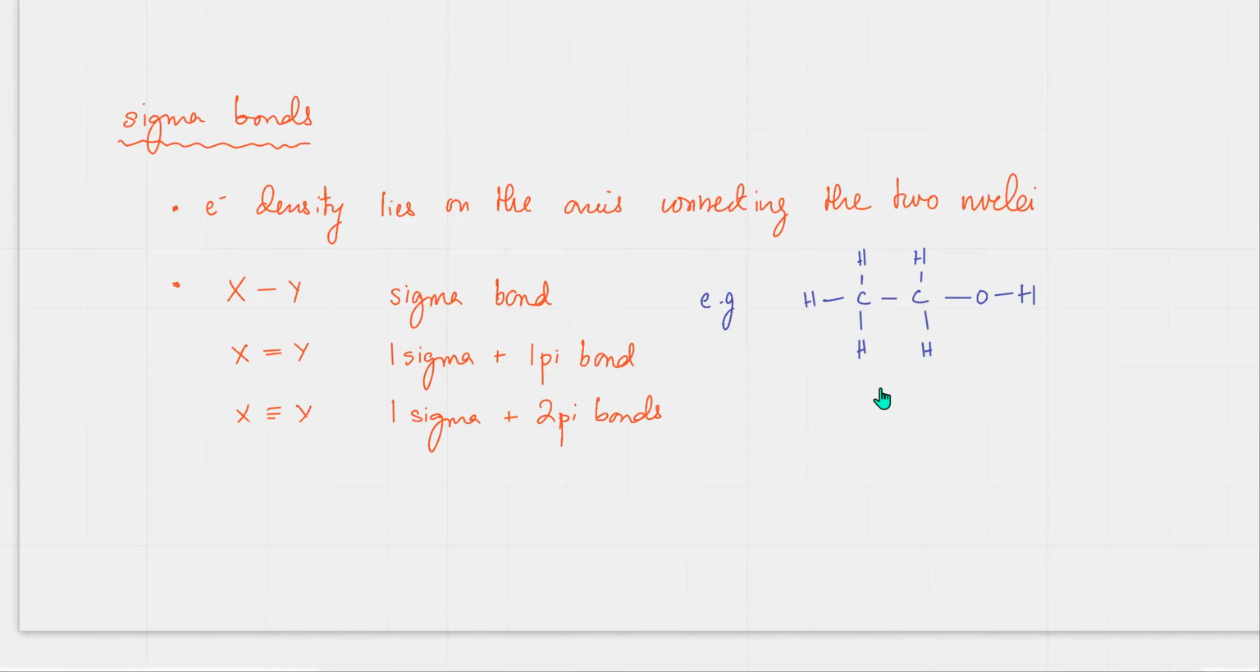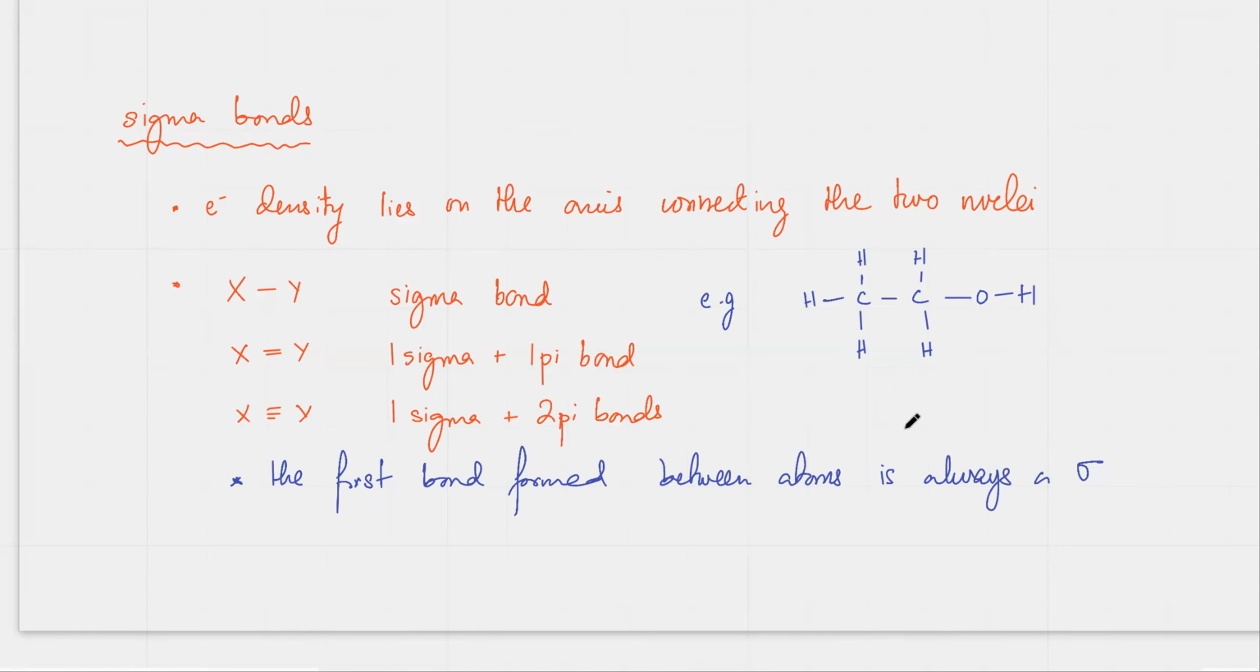So forget pi bonds at the moment, but the basic idea is every time atoms bond, the first bond that is formed between atoms is always going to be a sigma bond. Any bond formed after that, like in a double bond, if another bond is formed between the same two atoms, that's going to be a pi bond. If it's a triple bond, the first one was a sigma, and the other two are going to be pi bonds. So every time atoms bond, the first one is a sigma bond.